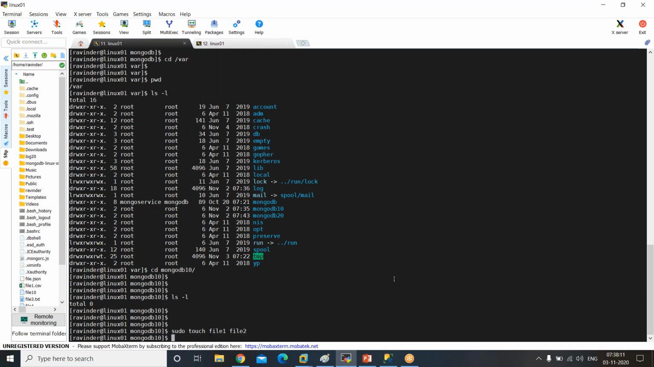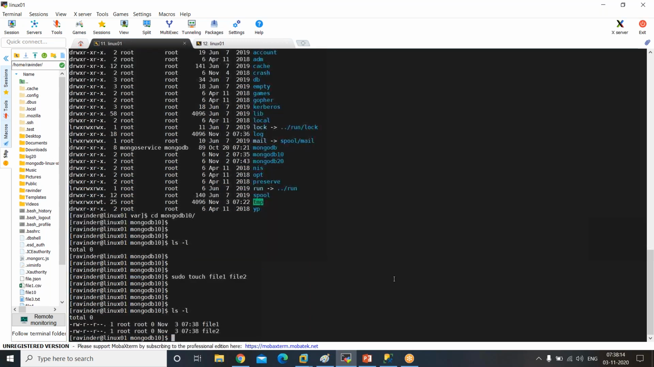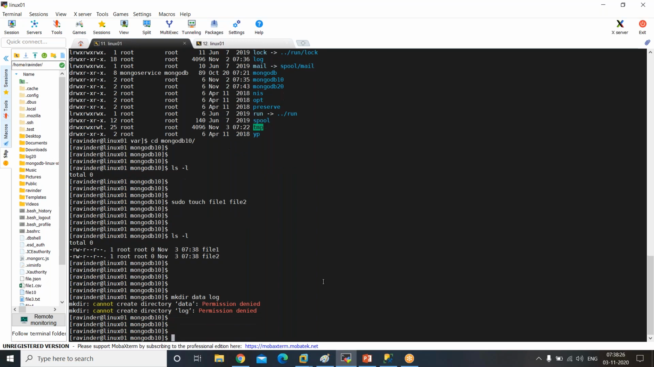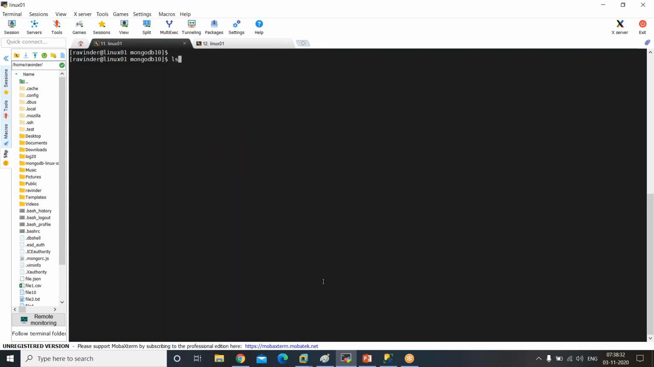Just try to follow closely. So now there are two files. Let's make directories also, data and log. Two directories I'm making. Sorry, I had to use sudo. Sudo is mandatory. Let me clear. Right. If you see, I created two files, guys, file1, file2, and directories data and log.